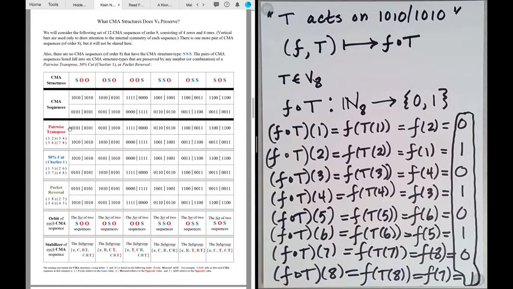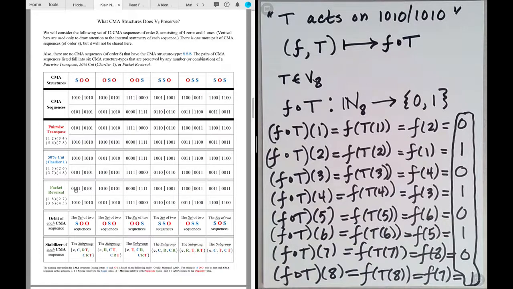Well, does the transpose hold it fixed? No. Does the 50% cut hold it fixed? Yes. So the 50% cut will certainly be in the stabilizer of that CMA sequence. Of course, you may notice the identity permutation is always in the stabilizer because it leaves everything alone. And then there's more, right? Now, it is true that the pairwise transpose by itself is not in the stabilizer.